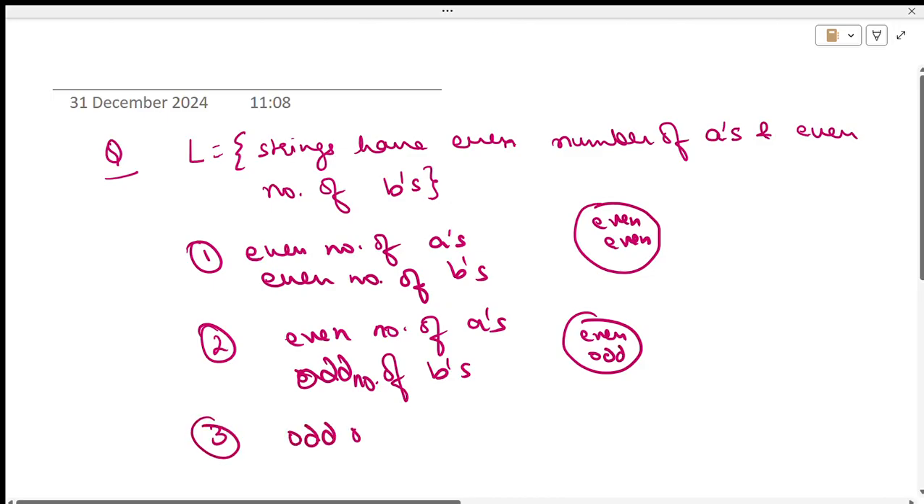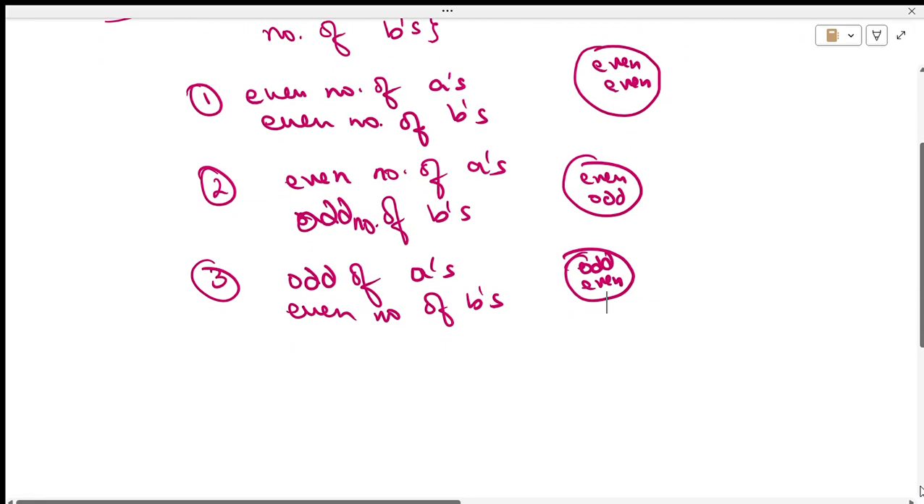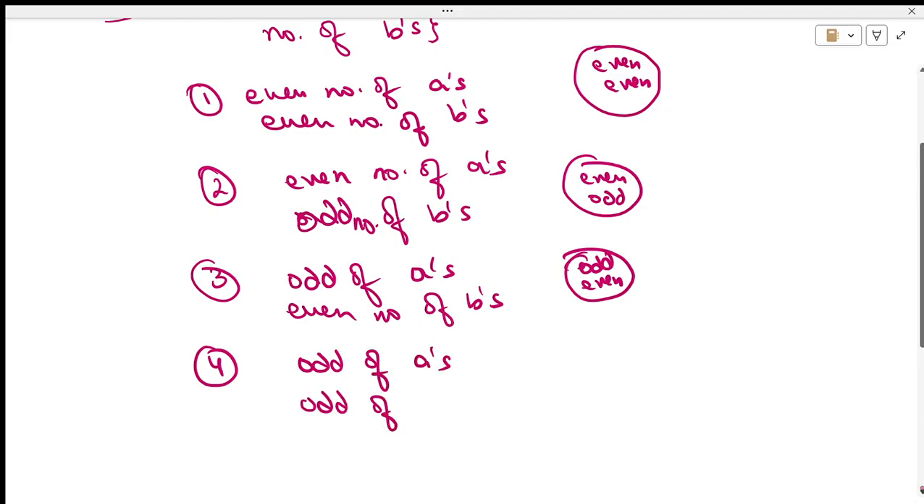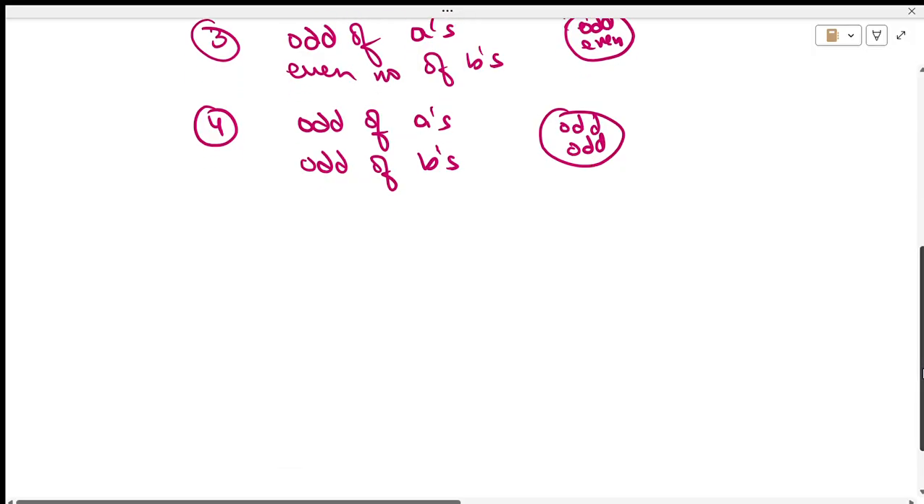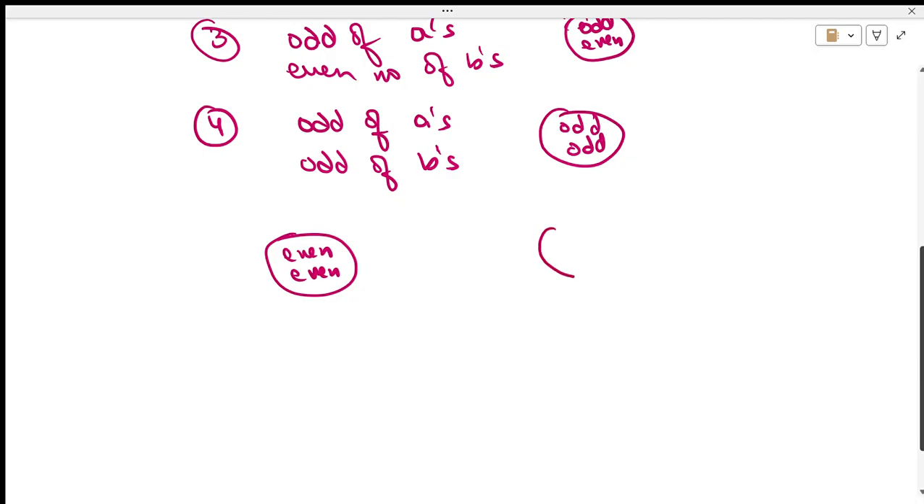The third situation: odd number of A's and even number of B's. We'll call this state odd-even. And one more state is there: odd number of A's, odd number of B's. We'll call this state odd-odd. So we'll make the deterministic finite automaton taking these four different states: even-even, even-odd, odd-even, and odd-odd.